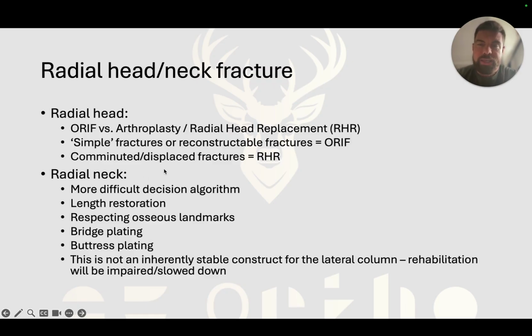The radial neck is a bit more of a difficult decision for the algorithm, because remember, the radiocapitellar joint gives you 60% of load distribution in extension. This is also about the fact that your valgus deforming forces will try to load onto that lateral column. It has to be stable. The length of that lateral column, of the radiocapitellar joint and the radial neck, has to be restored as well. And you also have to respect the osseous landmarks.